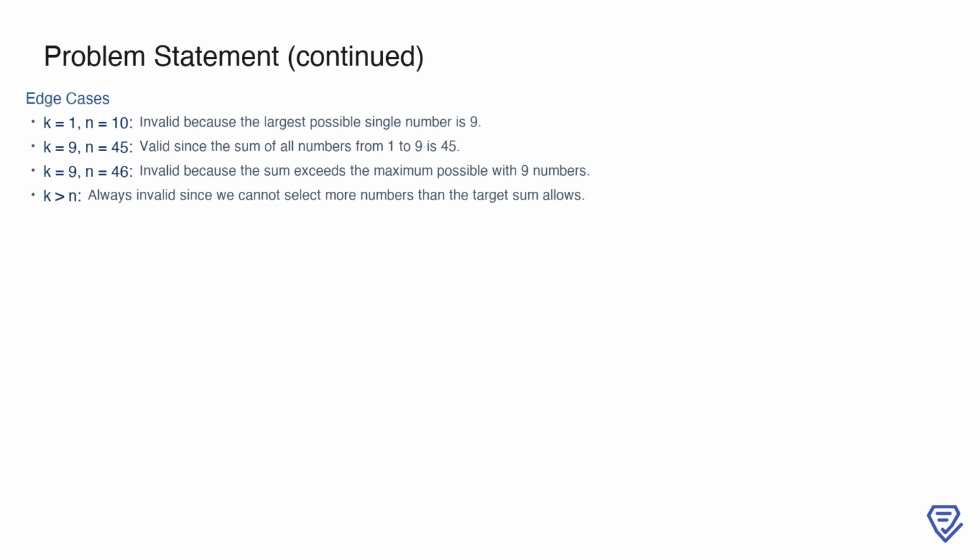Another edge case to note is when k is greater than n, this will always be invalid since we cannot pick more numbers than the target sum allows. These edge cases help clarify the boundaries of the problem and ensure we handle all possible scenarios correctly.